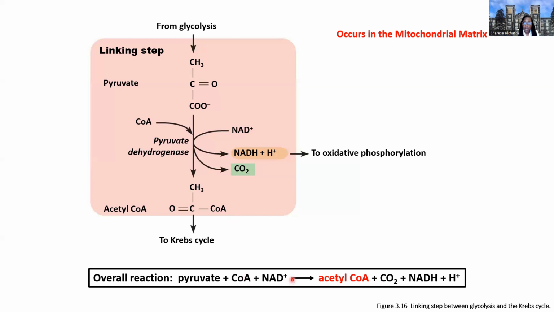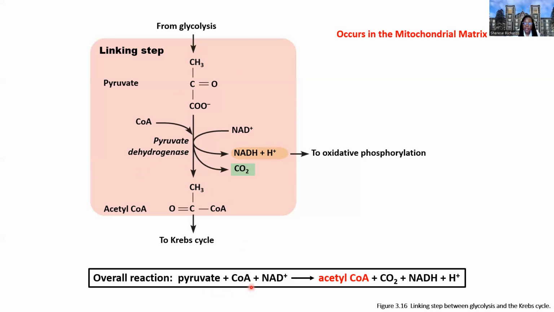So if we look at our overall reaction, we have pyruvate that's coming from glycolysis. Remember, it's going to be 2 pyruvate. So this is going to yield 2 NADH because it's going to happen twice. From our 1 molecule of glucose, we had 2 pyruvates at the end of glycolysis, and so the linking step is happening twice.